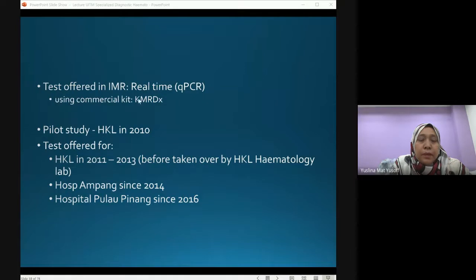So in IMR, we use a commercial kit using real-time qPCR technique. We offered this to HKL since 2010. Then we offer to other transplant centers. There are not many transplant centers in the country, so these are among the transplant centers.